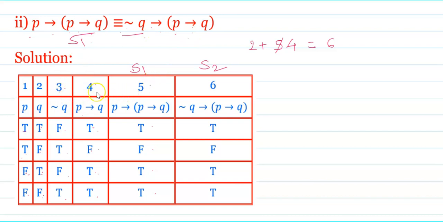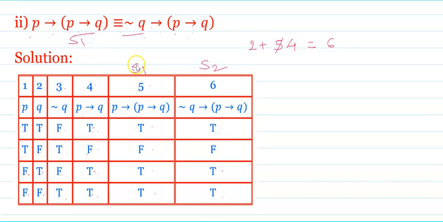3 implies 4. Okay. Now F implies T, therefore it is T. T implies F, therefore it is F. F implies T, therefore it is T. Now the next is T implies T. Both of them are same, therefore it is true.